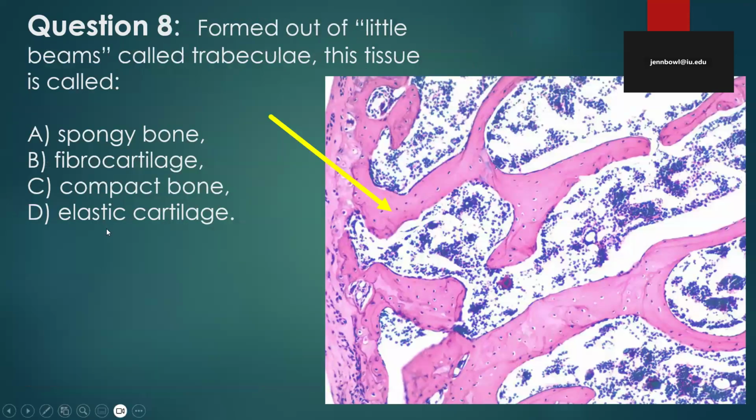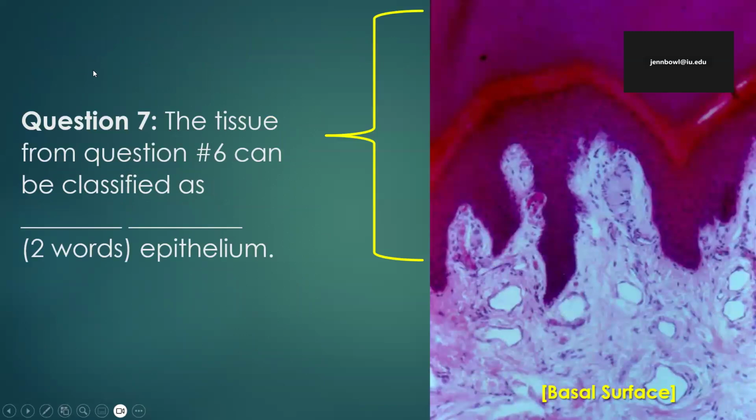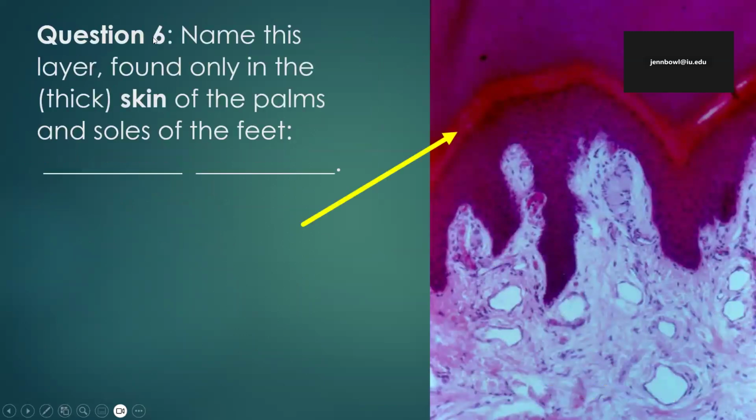We just looked at this tissue as well. So it's asking us to identify this tissue, which is formed out of these little beams. So that is our clue that we are talking about spongy bone. 7 asks the tissue, well, we'll have to start with 6. So name this layer found only in the thick skin of the palms and soles of the feet. This is a huge hint. So if you already know your layers and you know which one is present in the thick skin, you'll know that that is stratum lucidum. But we can also confirm this layer is slightly lighter on the sides. It's allowing a little more light through in the microscope. So that is that stratum lucidum.